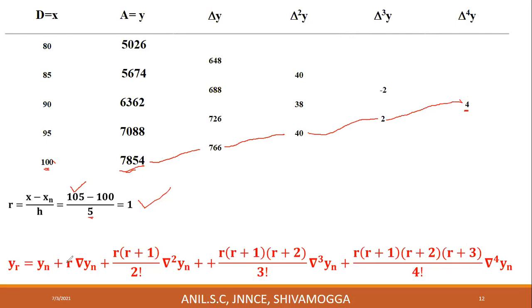7,854 plus r into, r is 1, into del yn. Del yn is 766, plus r into r plus 1 divided by 2 factorial. R is 1, therefore 1 into 1 plus 1 is 2, divided by 2 factorial is 2, into del square yn. Del square yn is 40. Plus 1 into 1 plus 1 into 1 plus 2 divided by 3 factorial is 6, into del cube yn, and del cube yn is 2. Plus 1 into 1 plus 1 into 1 plus 2 into 1 plus 3 divided by 4 factorial is 24, into del power 4 yn. Del power 4 yn is 4.